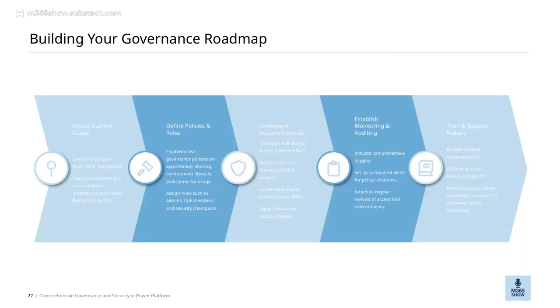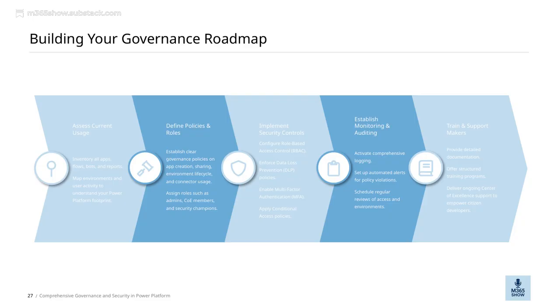Let's now look at building your governance roadmap to ensure your Power Platform environment is both secure and well-managed. First, it's crucial to provide detailed documentation. This helps everyone understand the policies and procedures in place. Next, offering structured training programs ensures that your makers and citizen developers know how to build responsibly and securely. Continuous support from your Center of Excellence is vital to empower your team and maintain best practices.